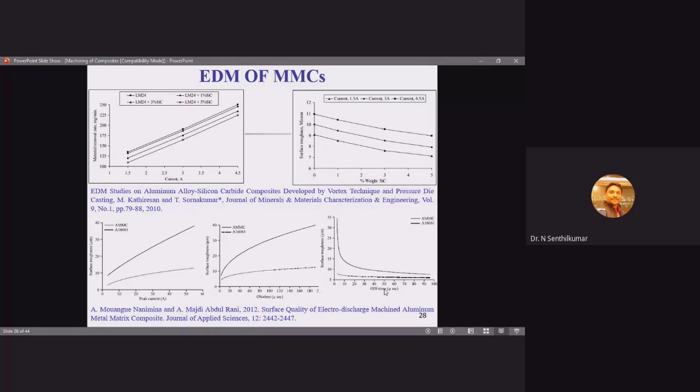Alternately they have to provide pulse on time, off time, on time, off time. They have to give like that. So as off time increases, the surface roughness decreases, because only for a limited period the pulse is there. So erosion takes place in that case.